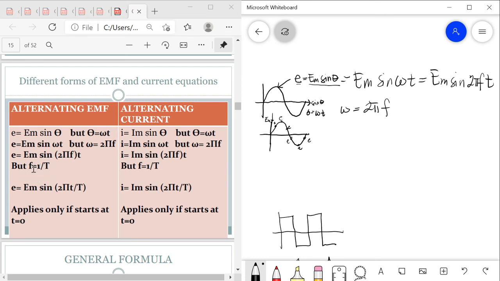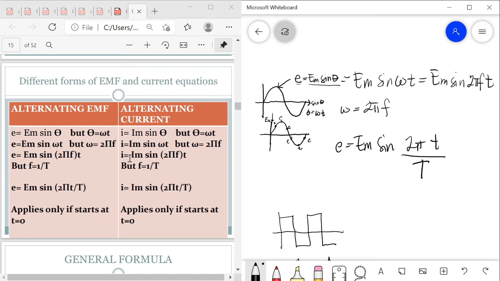But frequency is also equal to 1 over T. T is the period in our sine wave. So also we can express E is equal to Em sine 2 pi t over T. Lowercase t here is the time. Okay? This applies only if it starts at t is equal to 0.